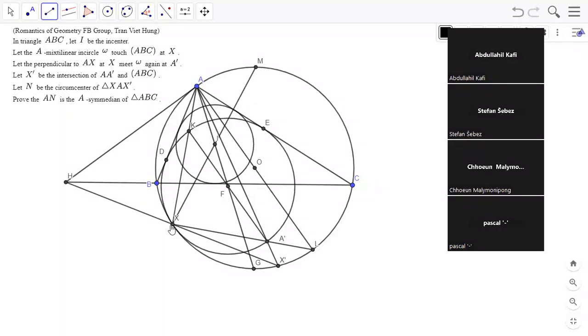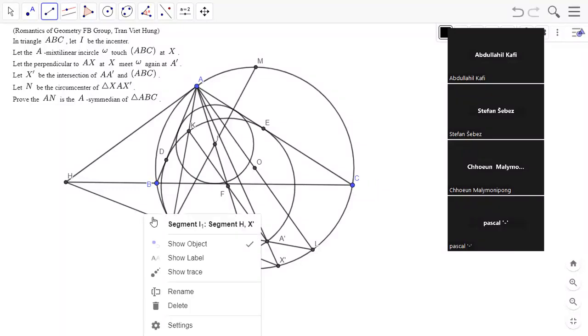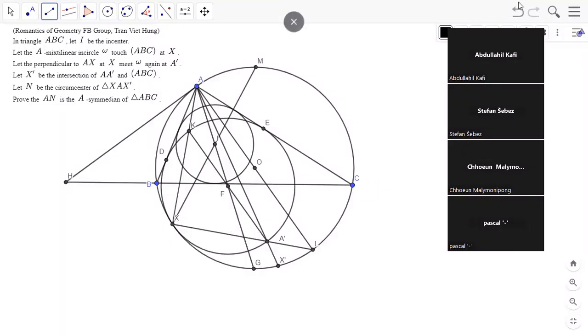Okay, so you're showing that X prime A equals HX prime A? Oh, wait. Say that one more time. Oh, I think I missed something. Okay.